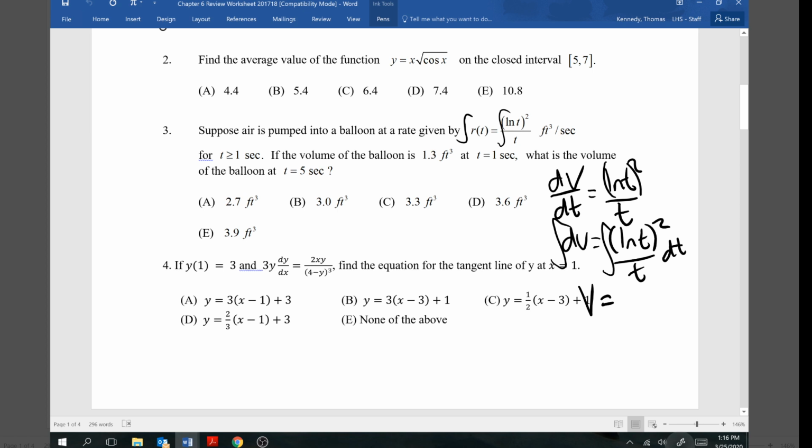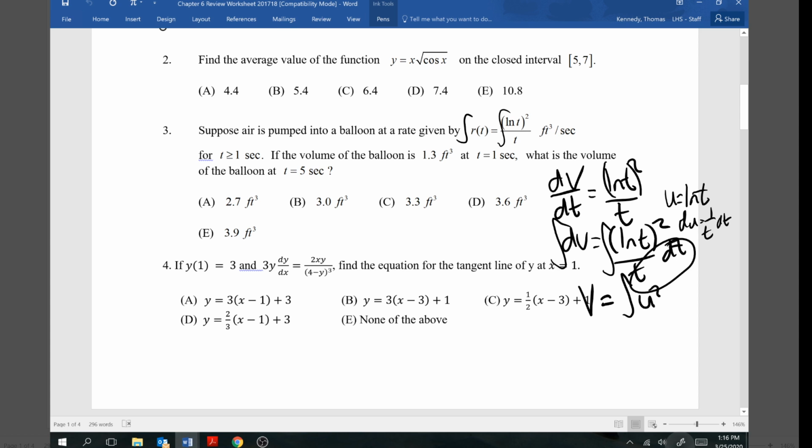And the right side, we have to do u substitution for. U equals natural log of t. du equals 1 over t dt. And 1 over t dt is exactly our bottom and our dt. So this is a little bit of a sneaky u sub here.